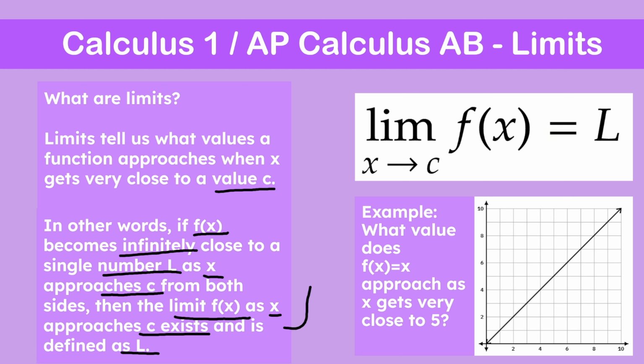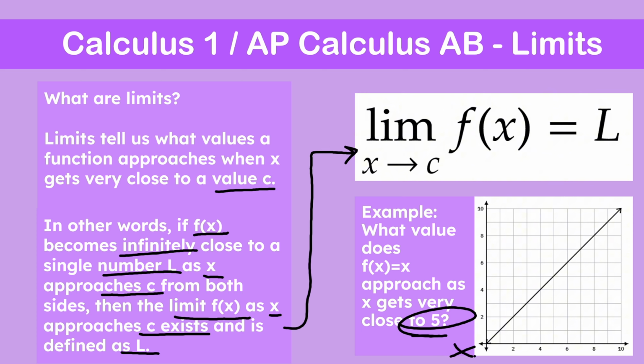To see that visually, we can use this picture over here, which basically states that the limit of f of x as x approaches c is equal to L. To see that in action, let's do this question over here. For this example, it says, what value does f of x equal to x approach as x gets very close to 5? So we're trying to look at the number 5.